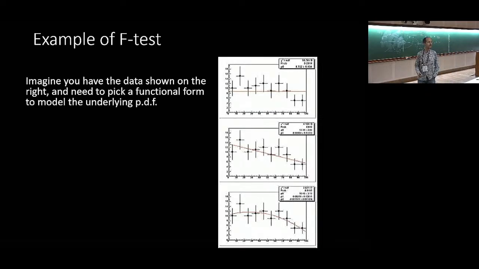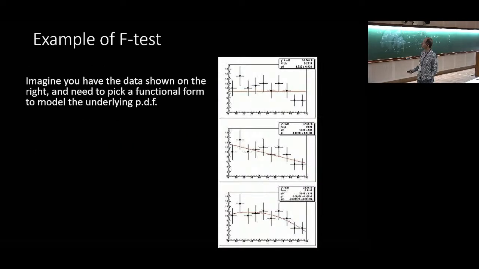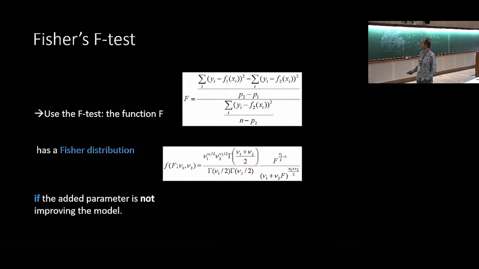Yes? Here. N is the number of data points. So n minus p2 is the number of degrees of freedom of the more complex model.